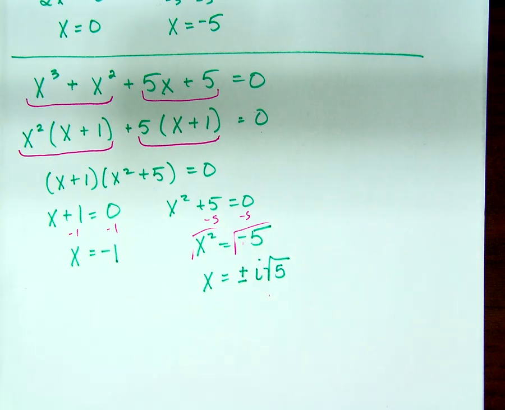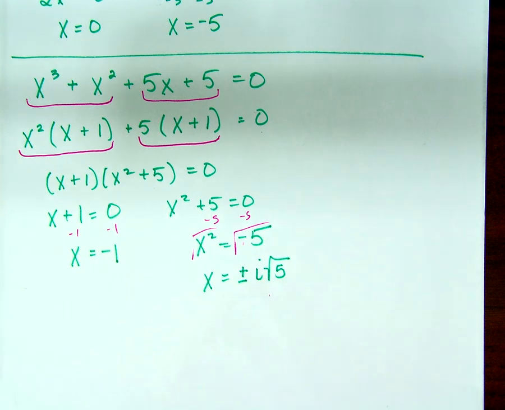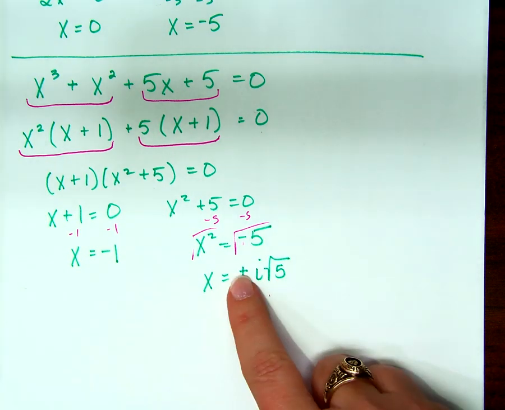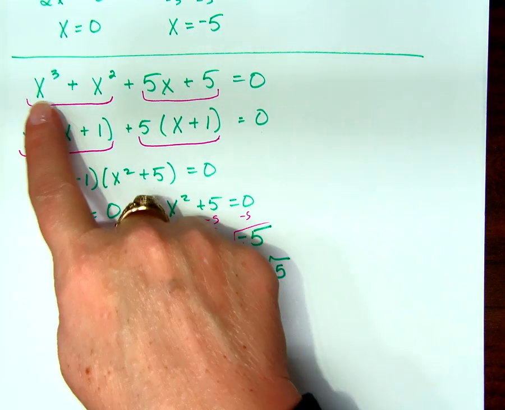Now how many answers should we have gotten? 3. 1, 2, 3. Done. One's the plus and one's the minus. What's wrong? What do you mean neither of them equals 0? If you put that in here?